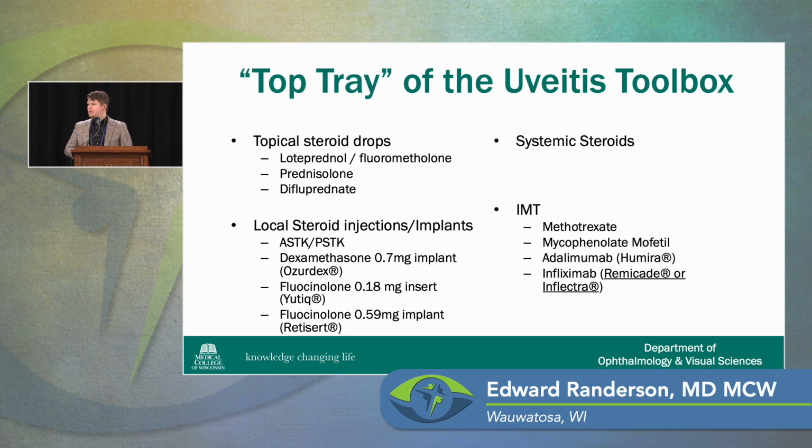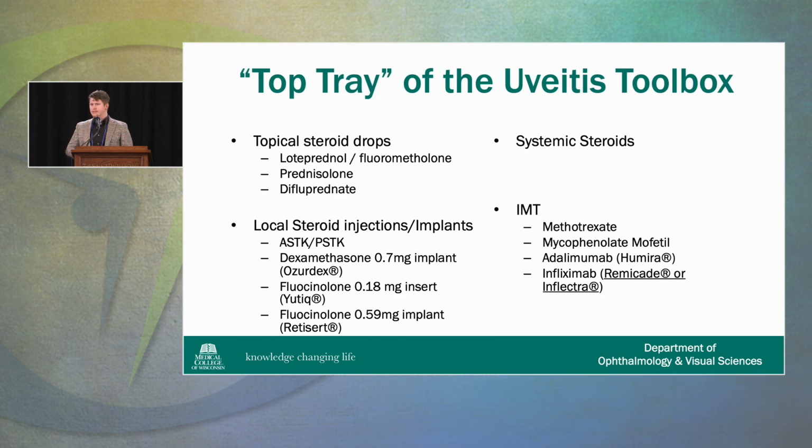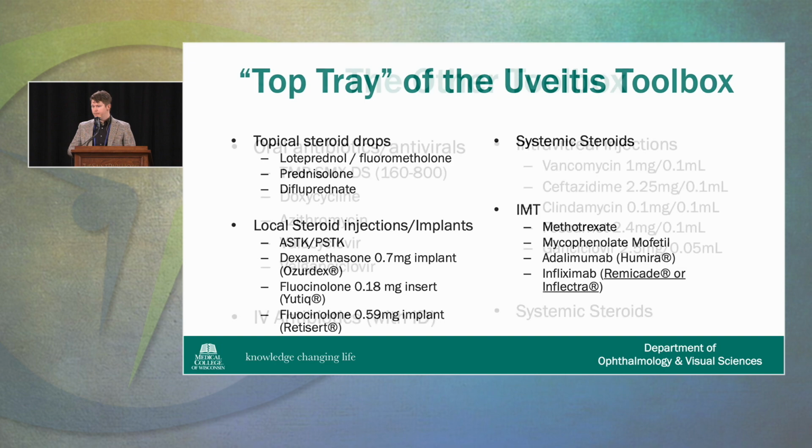So we have a toolbox in uveitis. This is the top tray that I use every day at my clinic. Topical steroids like loteprednol, prednisolone, difluprednate. Sometimes we use injections like ASTK or posterior subtenon. We use implants. I use the brand names here because if I put the doses, you won't know, as these are very branded implants. And then systemic steroids and immune modulatory therapies like methotrexate, mycophenolate, adalimumab, and infliximab. Again, brand names just so that you know what we're talking about.